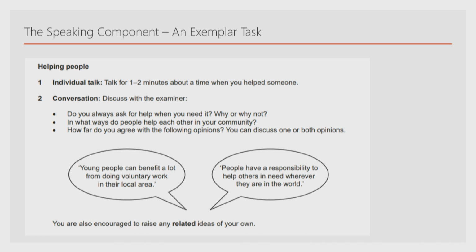Let's look at how an assessment looks. In the examination room, you will be given the question paper, which looks very much like what you are seeing on screen now. You will have 3 to 4 minutes to prepare. Then, following a short warm-up conversation with your examiner, which is not assessed, you deliver your individual talk for 1 to 2 minutes. After the individual talk, you will engage in a conversation with the examiner on the given topic. The prompts given in the question paper will help you to prepare this conversation.